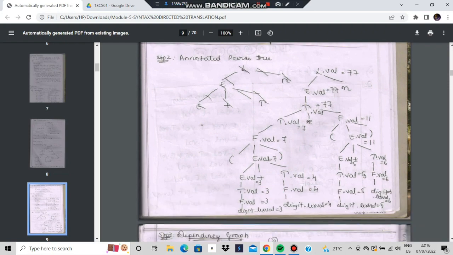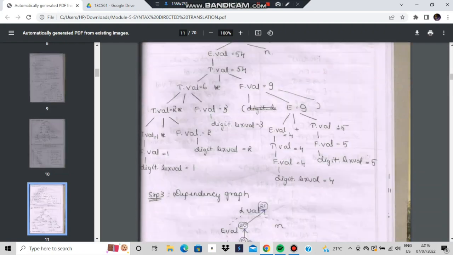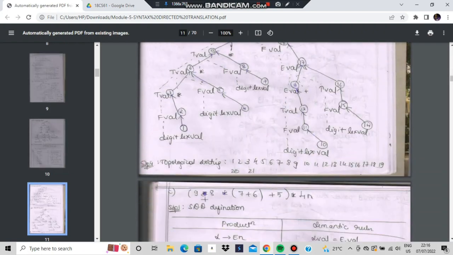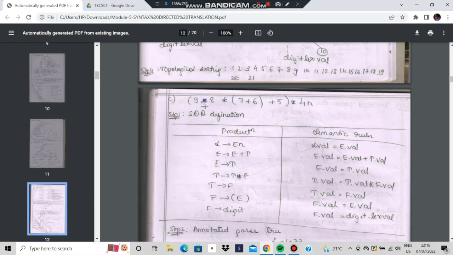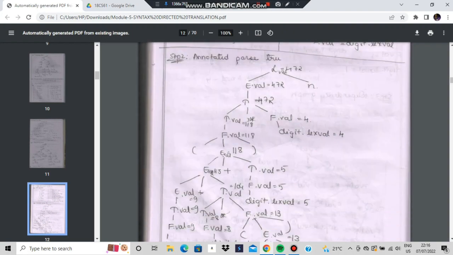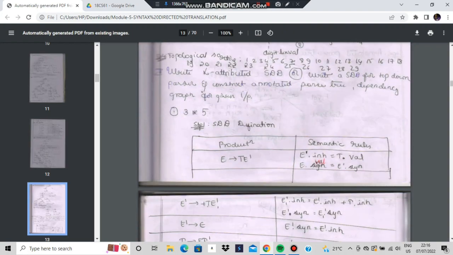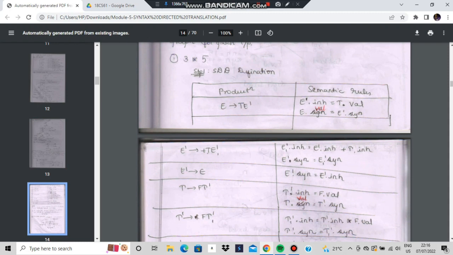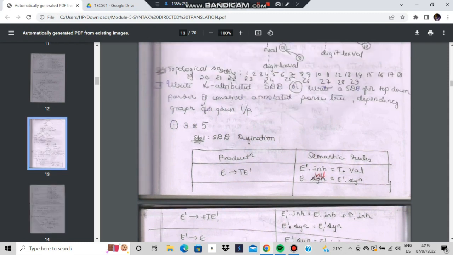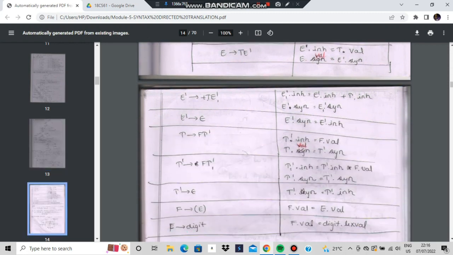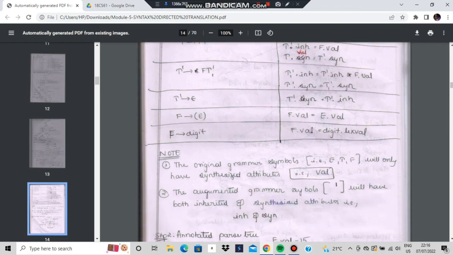So you can go through it. Many questions are there. If you have some doubt, you can ask me. Make sure you solve the SDD ones only. Don't solve LSDD. In LSDD, you will have a different type of production. In the question also they will mention to write an L attributed SDD. This one you skip because it's very rarely repeated in the exam. So you can focus more on SDD.